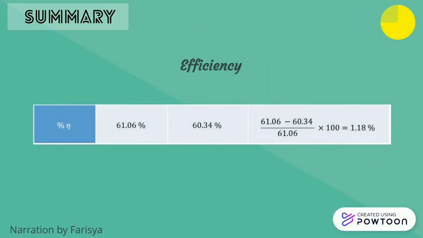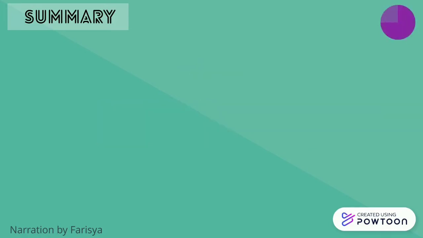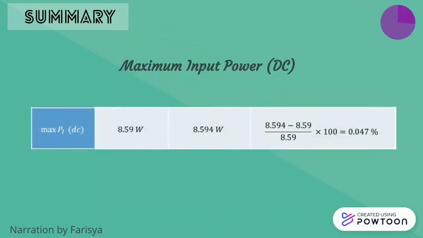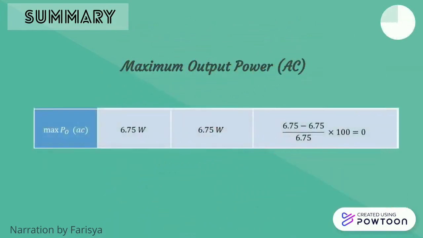Next, it has 1.18% of error for the circuit efficiency for calculation and simulation, that is 61.06% and 60.34%. Then it has 0.047% of error for the maximum input power for calculation and simulation, that is 8.59 watt and 8.594 watt. The maximum output power for calculation and simulation is 6.7 watt, which has 0 error.